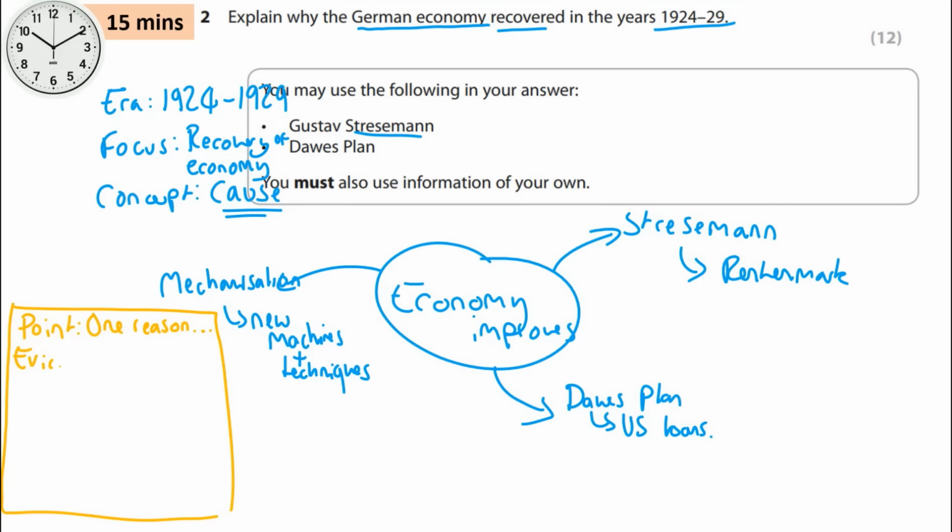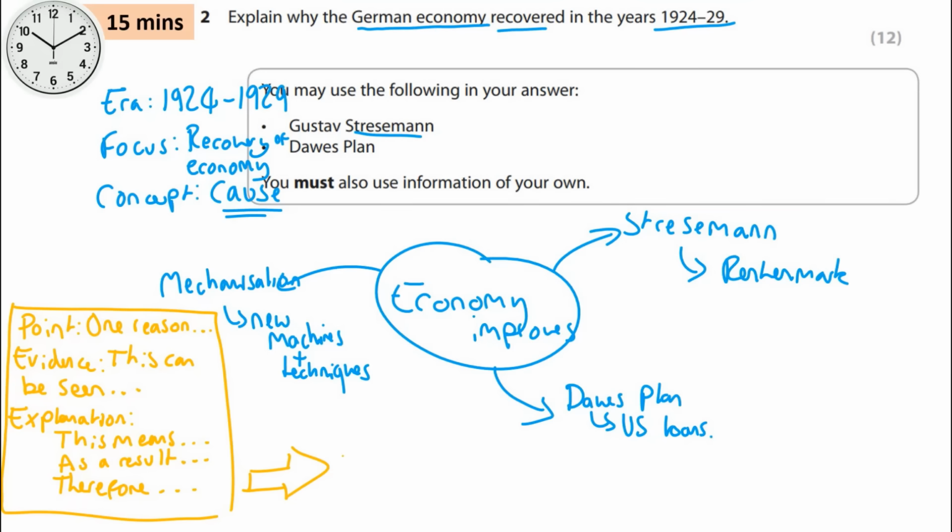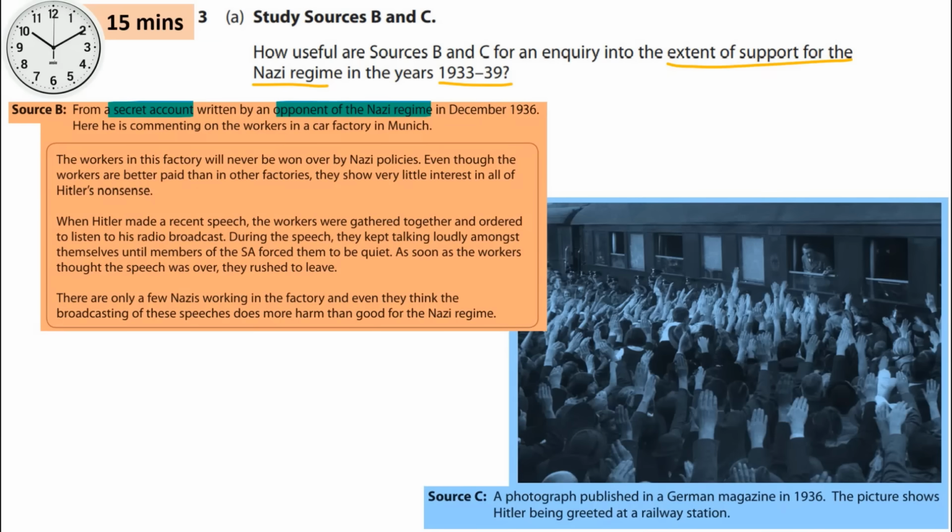In terms of how I'd write this then, I'd use a point, evidence, explanation structure. I'm giving you some ideas about sentence starters here. When it comes to your evidence, specific factual information, names, dates, events, examples are key. And when it comes to explaining, I've got 3 sentence starters that I would use myself. This means, as a result, and therefore. With the final therefore, I'd be really careful to link back to the question. Therefore, the German economy recovered in the years 1924 to 29. There we go. Next question.